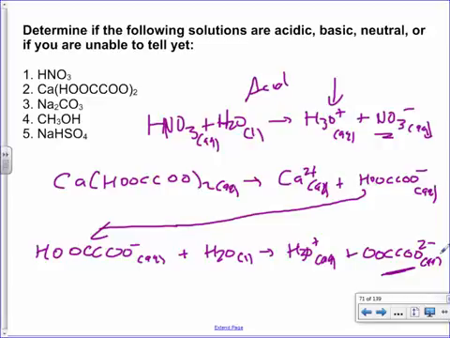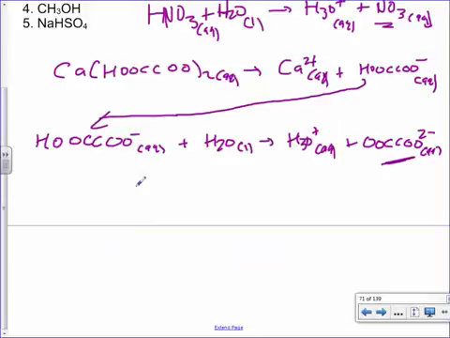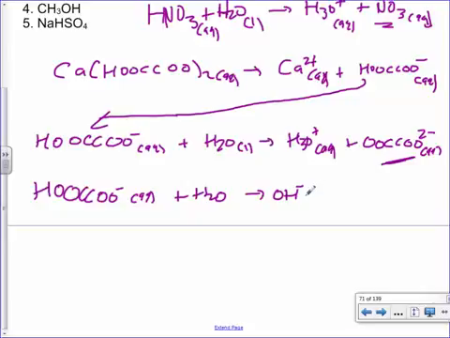Here's where things fell apart last year, though. It is sometimes possible to prove that it's both. Let me show you a different equation. HOOCCOO negative: if I try adding it to water, I can also prove that it's a base by taking a hydrogen off the water molecule and making an HOOCCOOH molecule.